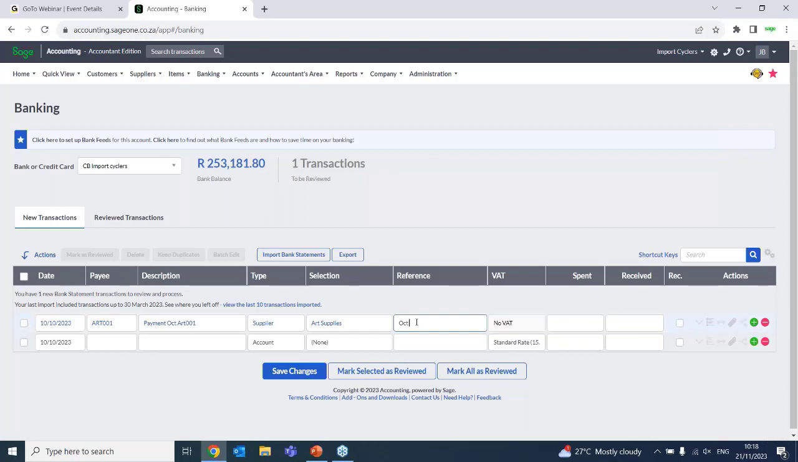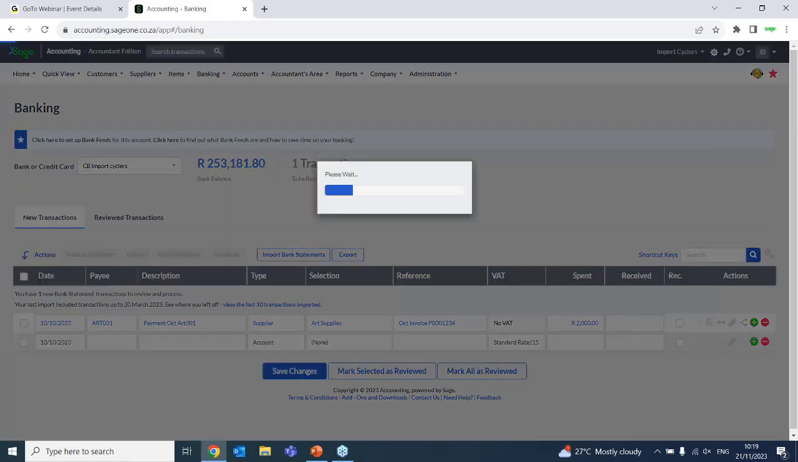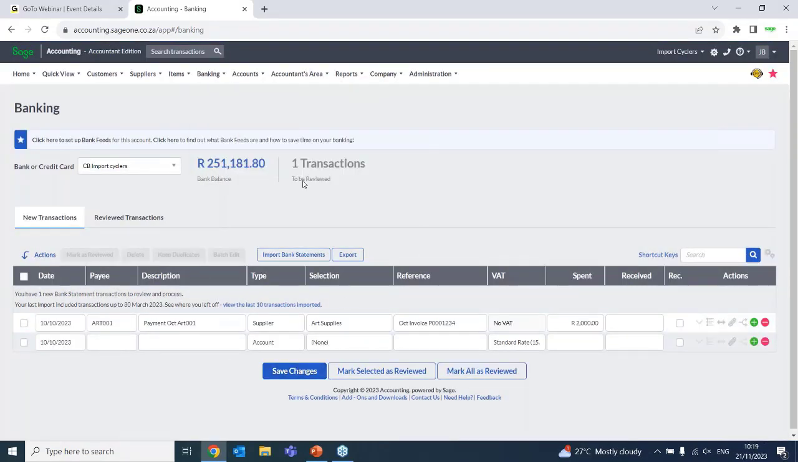However you want to put in your payee and your description, that is for you to understand what you've done. What is the reference that you want to use? Again, it might be October invoice. I can put the invoice number. And I can then put in my value. So it's a spent because it is a supplier. I'm not receiving anything, I'm spending money. And then I can either reconcile it here, or I can save this. And I can then go into my reconciled transactions and I can tick it accordingly.